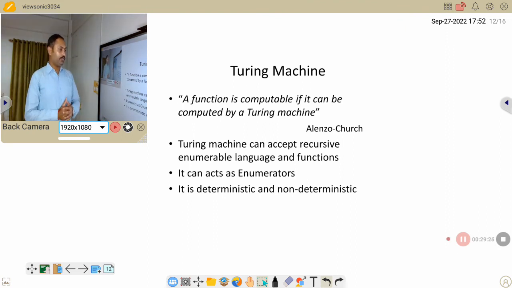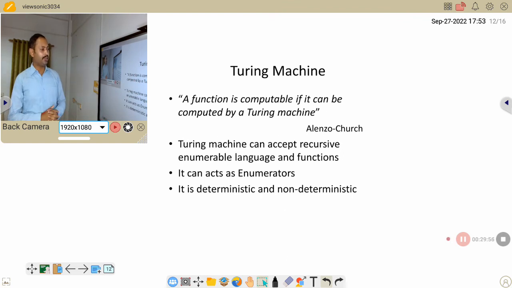So in the year 1932, they proposed this type of machine. This is a quotation of Mr. Church: a function is computable if it can be computed by a Turing machine. So if a function is not computable, we can say that it is not accepted by a Turing machine. So the Turing machine has the highest power. What type of language can a Turing machine accept? It can basically accept the recursively enumerable language.